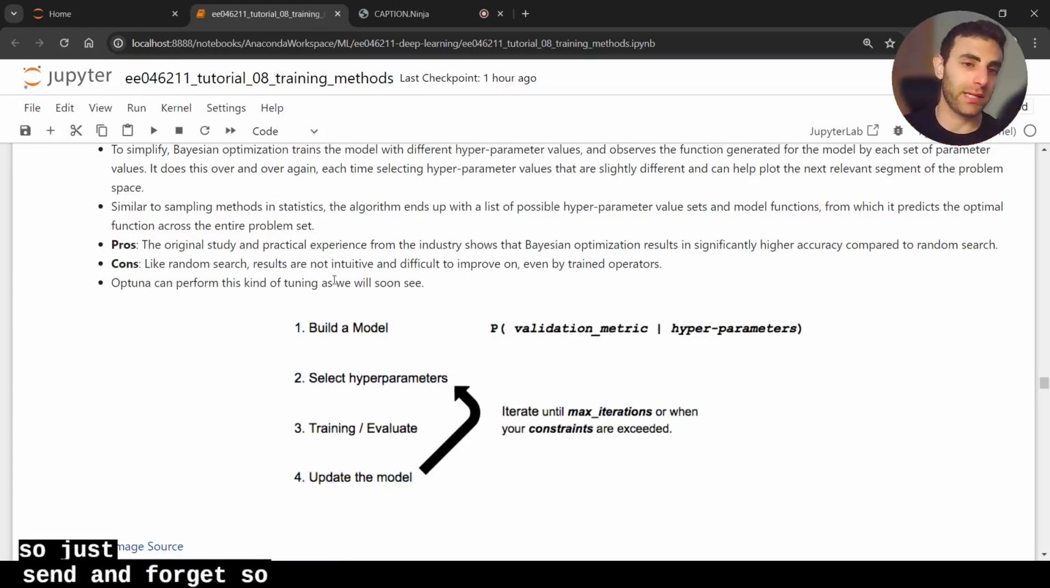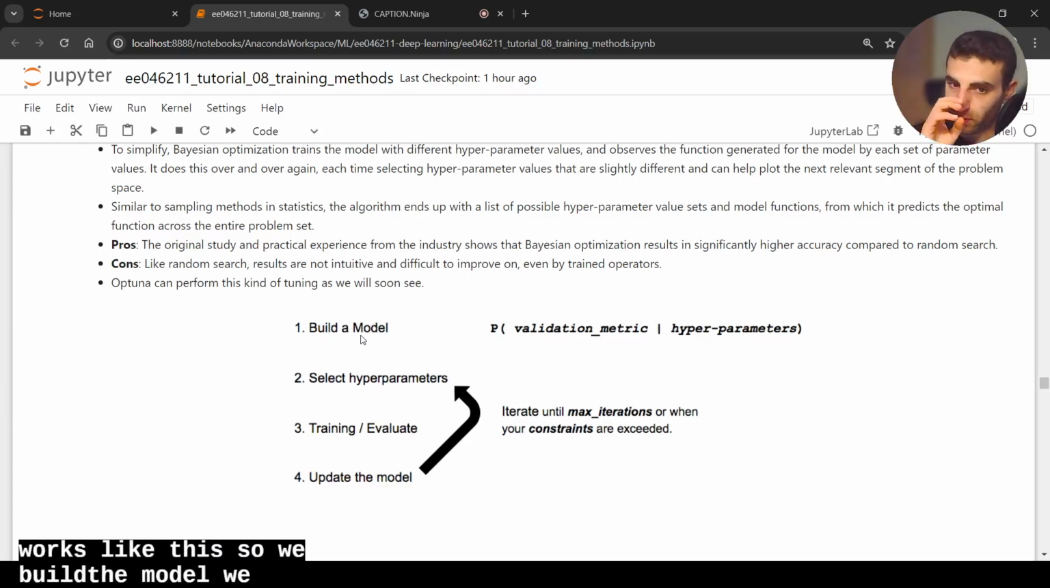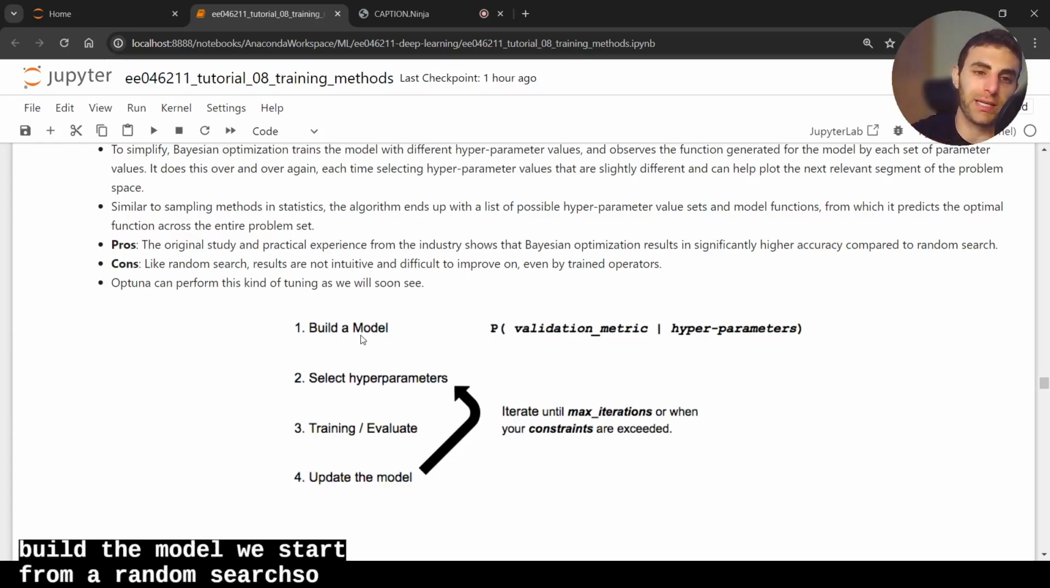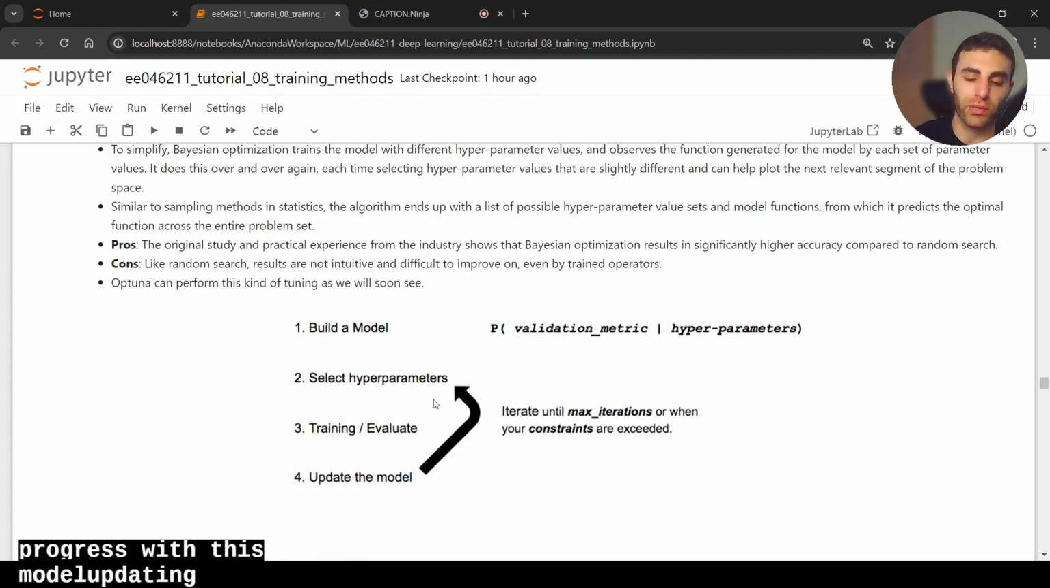So it works like this. We build the model. We start from a random search. So we initialize the search process with some random sampling of hyperparameters. And then we train the model, and then we update our model, which predicts the accuracy from the hyperparameters.